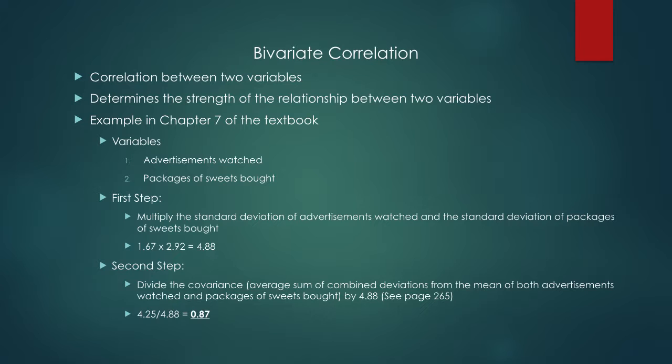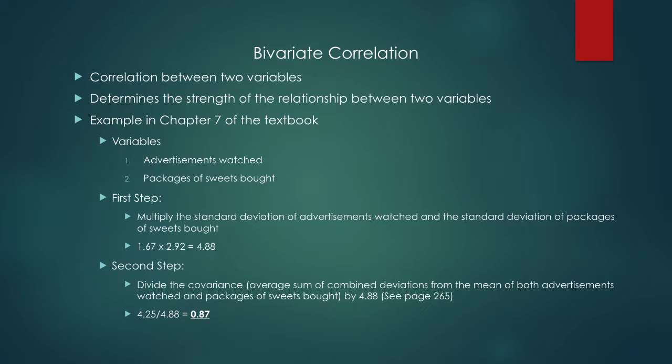In order to find the bivariate correlation, the first step is to multiply the standard deviation of the advertisements watched and the standard deviation of the packages of sweets. All of this is found in the book, around page 265. The standard deviation of the advertisements was 1.67, and the standard deviation of the packages of sweets was 2.92. Multiplying those together, you get 4.88.